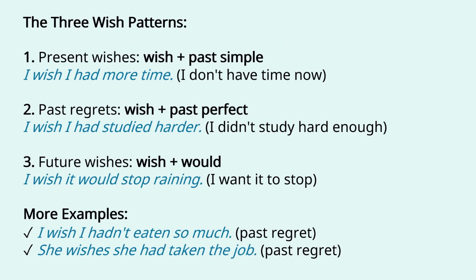The 3 wish patterns. 1. Present wishes: wish plus past simple. I wish I had more time. I don't have time now. 2. Past regrets: wish plus past perfect. I wish I had studied harder. I didn't study hard enough. 3. Future wishes: wish plus would. I wish it would stop raining. I want it to stop.